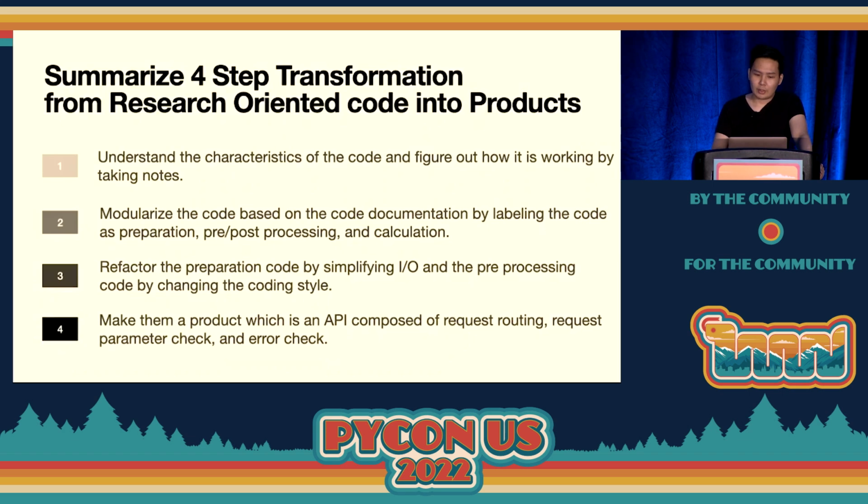Okay, so let me quickly summarize the 4-step transformation from research-oriented code into products. First thing is to understand the characteristics of the code and figure out how it is working by taking notes. Second, modularize the code based on the code documentation by labeling the code as preparation, pre-processing, and calculation. Thirdly, refactor the preparation code by simplifying I/O and the pre-processing code by changing the coding style. Lastly, make them a product, which is an API composed of request routing, request parameter check, and error check.